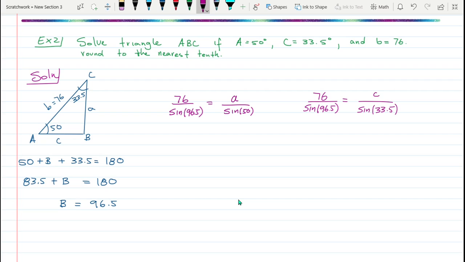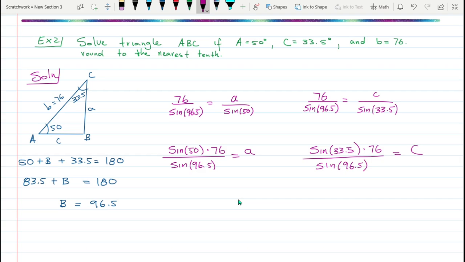Here we have sine of 50 times 76 over sine of 96.5 equals to A, and on the right side, solving for C, we have sine of 33.5 times 76 over sine of 96.5, and that's equals to C, right?